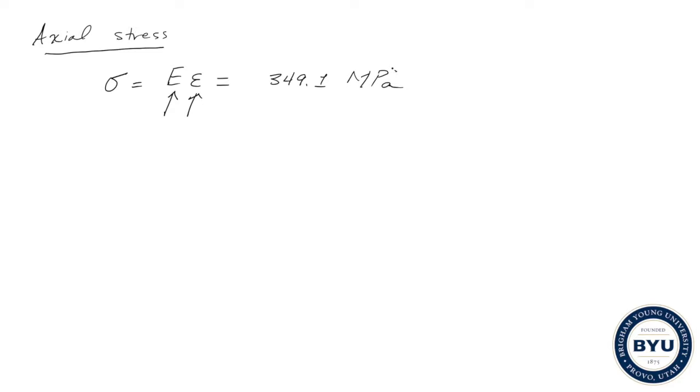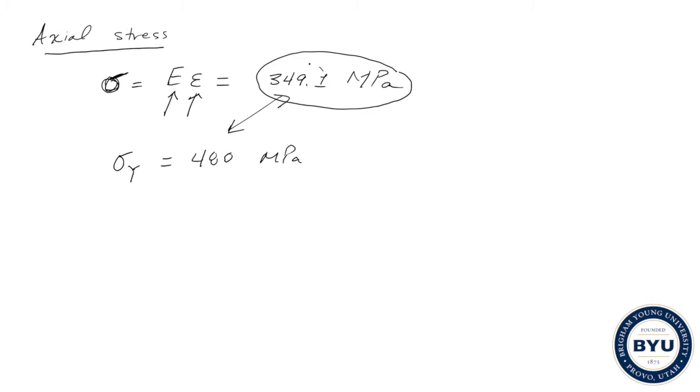Now, what we want to check is that this is okay, meaning that this stress here is indeed in the linear regime. We haven't exceeded the yield stress, and so we just simply look at the yield stress value, which in this case was 480 megapascals, and you can see that 349 is indeed less than 480, so we're okay.